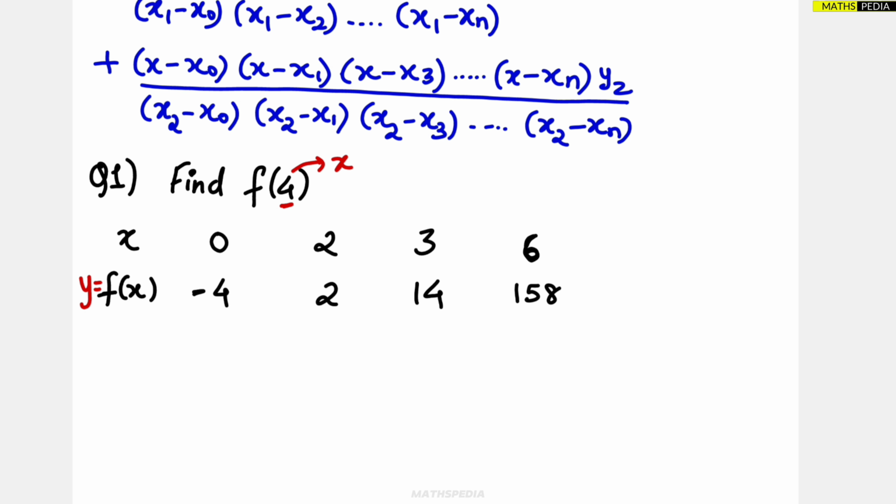So in the table, x values are given as 0, 2, 3 and 6. They are not equally spaced, it doesn't matter. And the corresponding y values they have also given. Okay. Now we have to apply the formula.